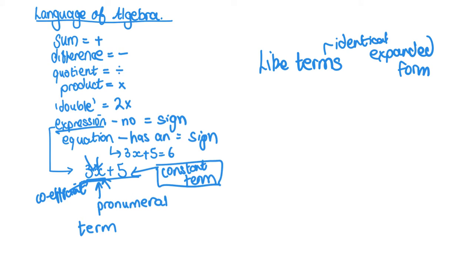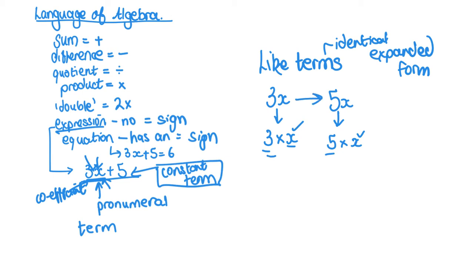So we want to have a particular look at like terms. Let's look at our 3x here. 3x, if we were to expand it out, is the same as 3 times x. There's one letter and one number. So if I was to say, is 5x a like term to 3x? Well, let's expand it out. It's 5 times x. Do we have a letter? Yes. And do we have a number? Yes. These are like terms.